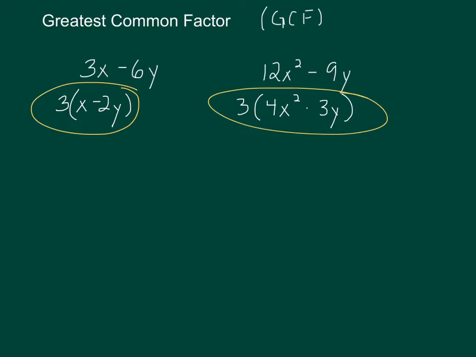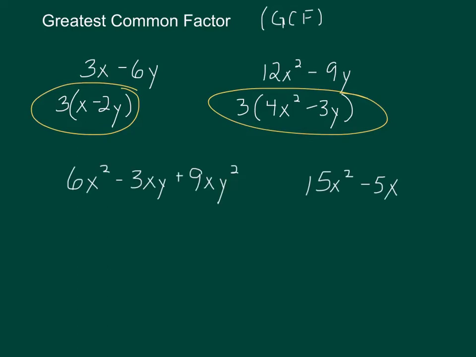Sometimes you'll also have a variable in there. For example, in my next problem, when I look at 6, 3, and 9, their greatest common factor is 3. But when I look at all three terms, at the variables, I notice that I have an x in each one of them, so I can also factor out an x. When I do 3x squared divided by 3x, 6 divided by 3 is 2. X squared divided by x, I'm left with 1x inside. When I do negative 3xy divided by 3x, the 3 and the x cancel, but I'm left with a negative y. Be careful that you don't forget the signs.